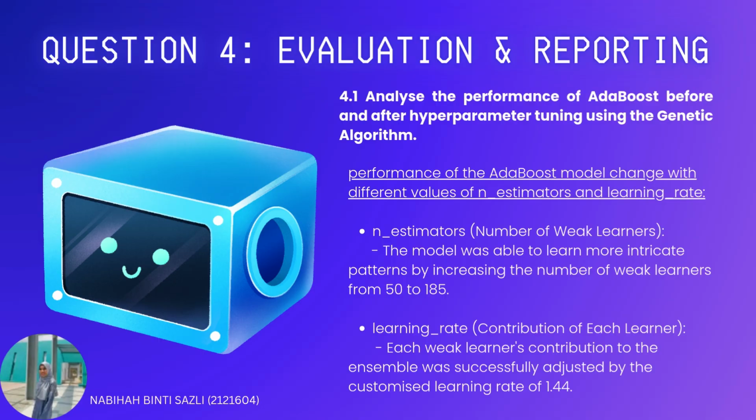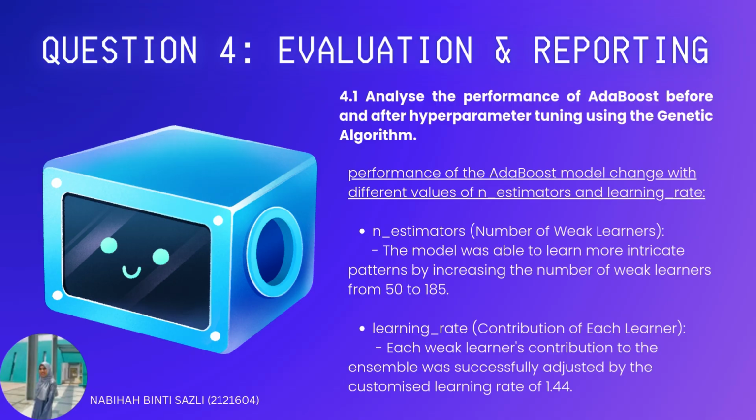If we increase the number of learners from 50 to 185, this could decrease bias and increase accuracy. But if we excessively change the n_estimators value to a large value, however, it may result in overfitting and increased computational expenses.